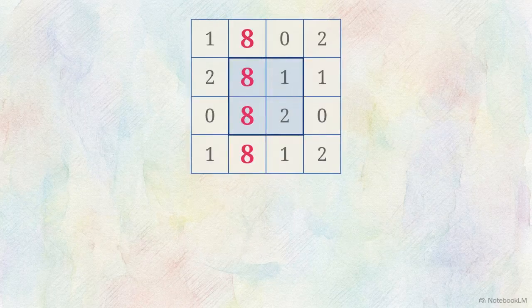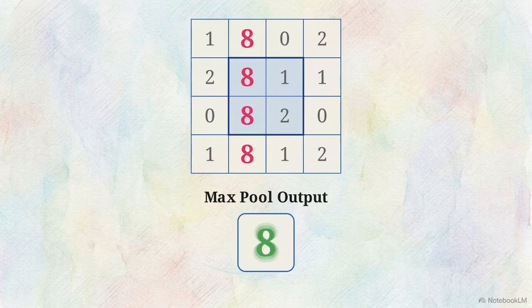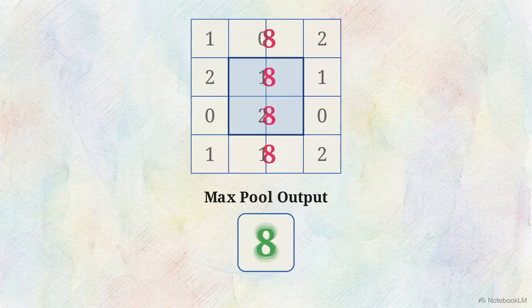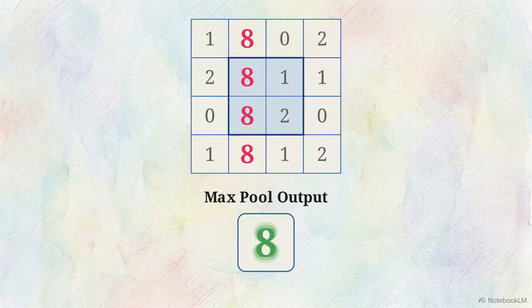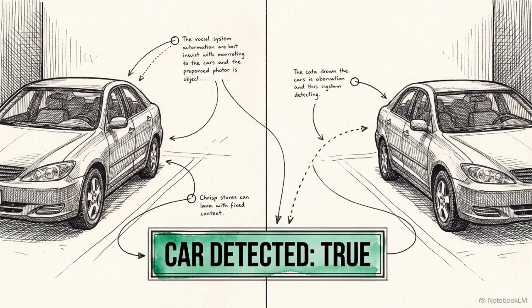Extracting only the highest value grants the network a property called translational invariance. If an edge shifts slightly to the left or right in the original image, the pooled maximum value remains the same, allowing the network to still recognize the object. Pooling forces the machine to prioritize the existence of a visual feature over its exact pixel coordinates.